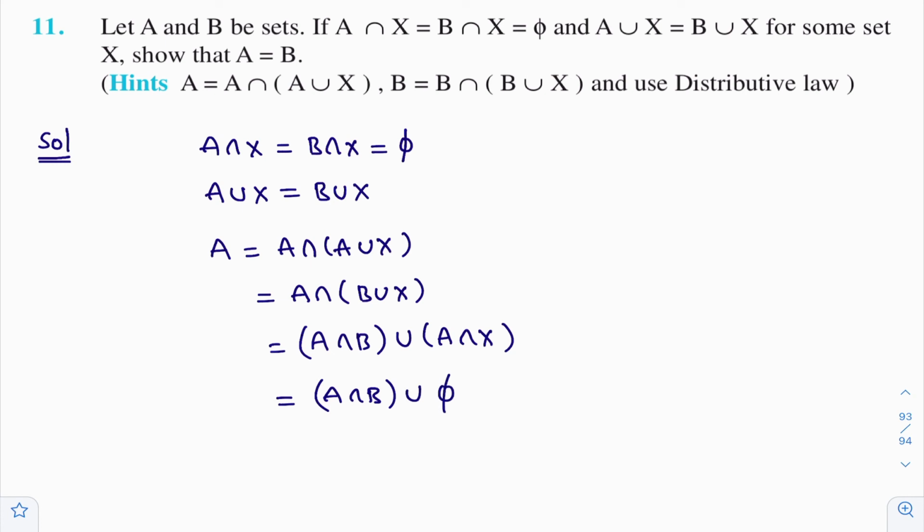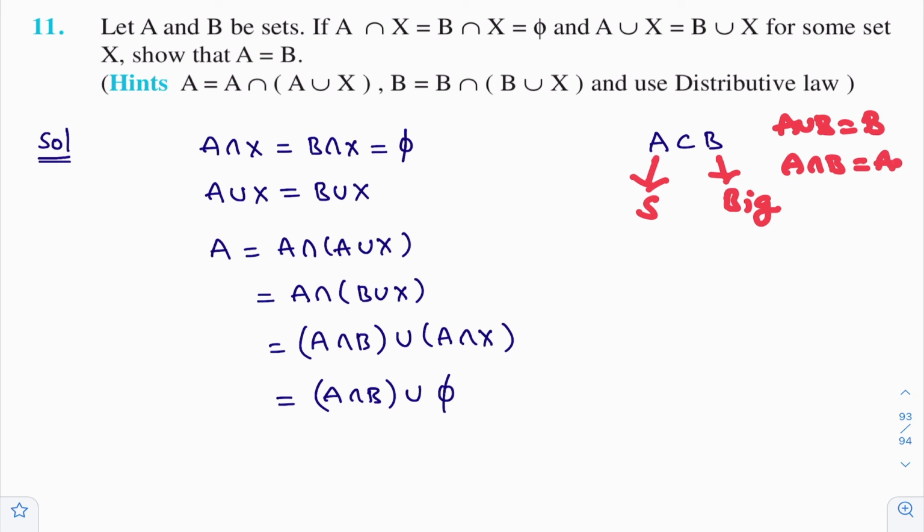Here you need to know one point. When A is subset of B, all the elements present in A are present in B. Here A is smaller set, B is bigger set. So when we identify A is subset of B, then A union B always gives the bigger set, A intersection B always gives the smaller set. These things we already discussed in earlier problems also. When A is subset of B, A union B is B, A intersection B is A.